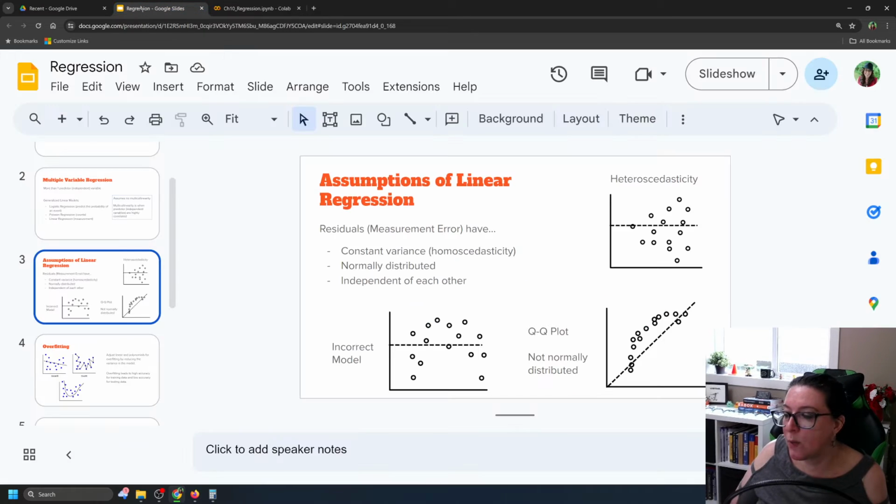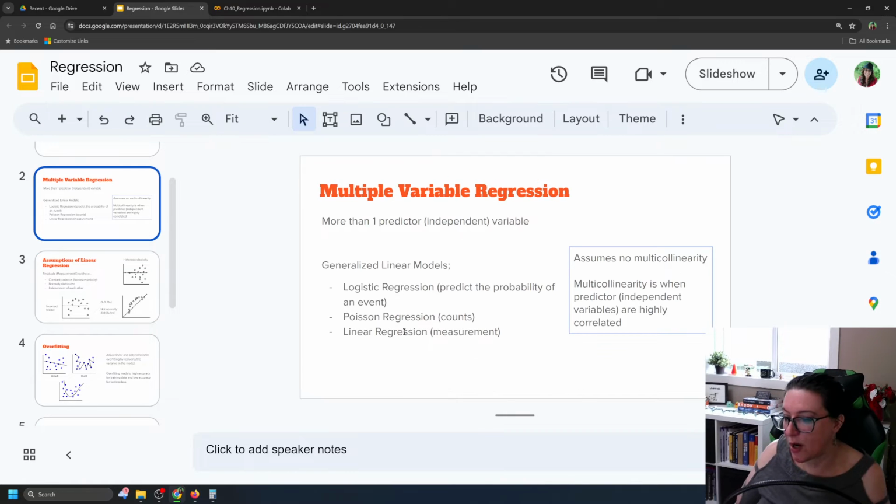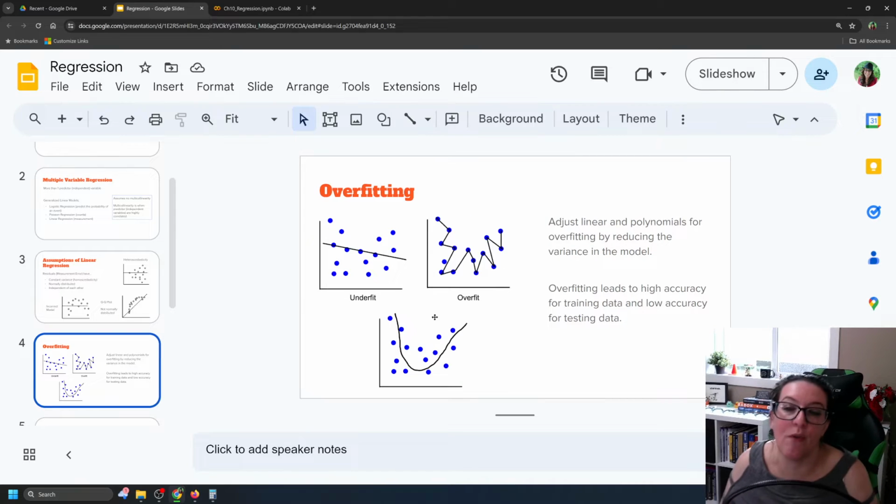Well, when we're dealing with linear regression with multiple variables, right? So that's what we're talking about here, more than one predictor or independent variable. We also have to be concerned about overfitting. And in this case, the overfitting comes from having lots of predictor variables. So we have tons of variables that then lead us to mimic every single change.